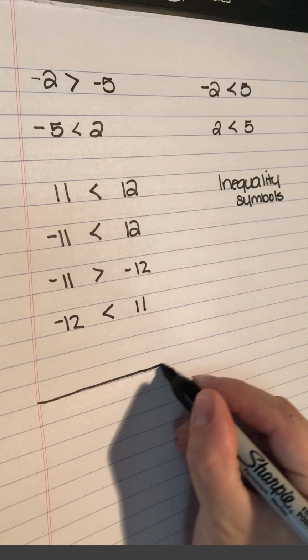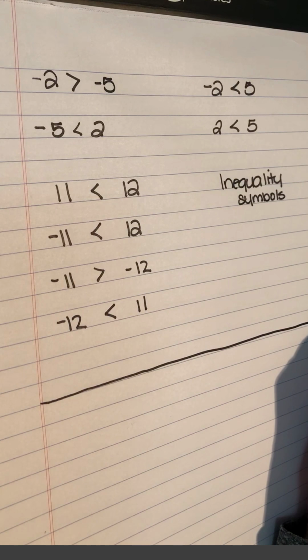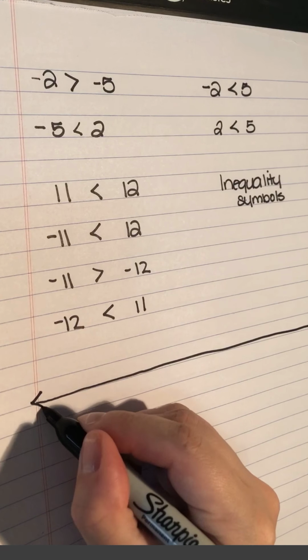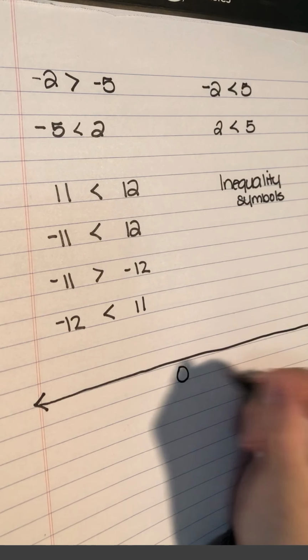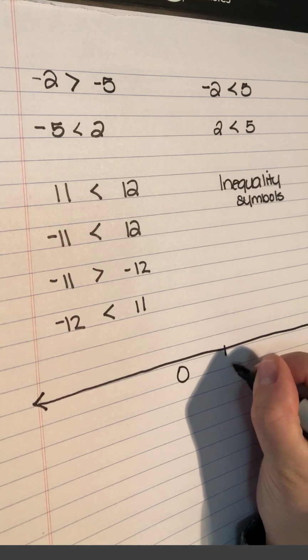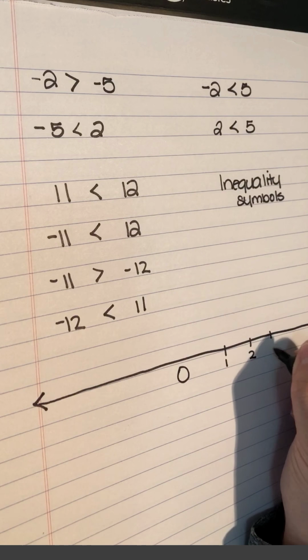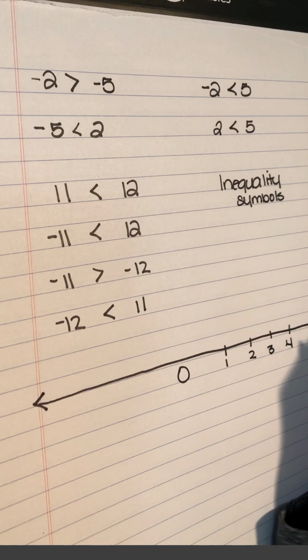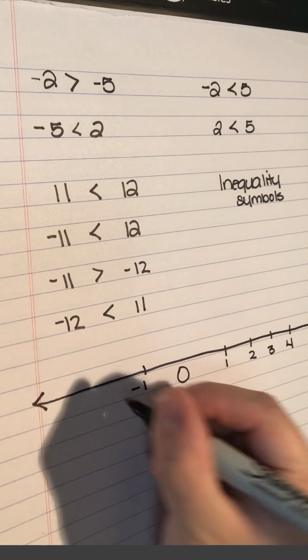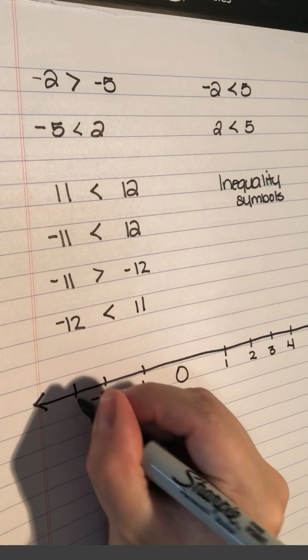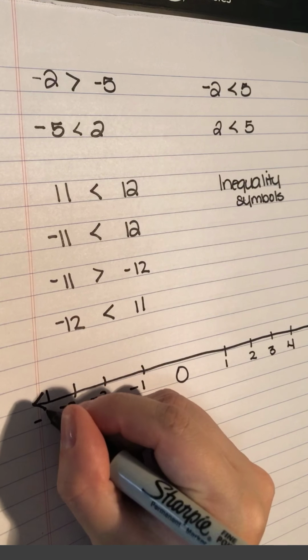Let's try to look at this visually on the number line. Let's see. Remember, we're always starting with the number 0. That's our starting point. And on the right side are our positive numbers, and on the left side, it's always our negative numbers.